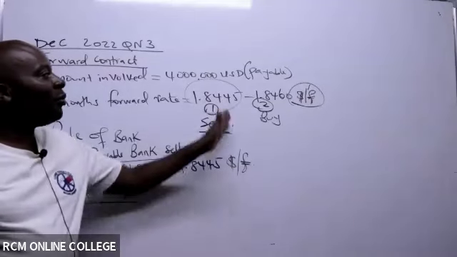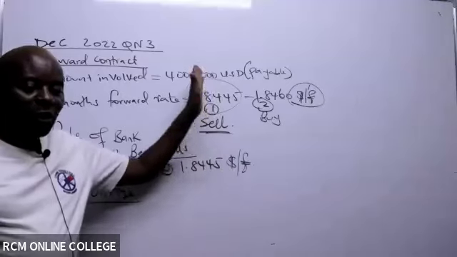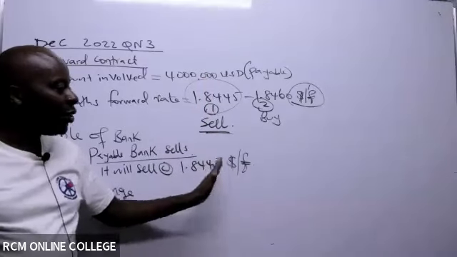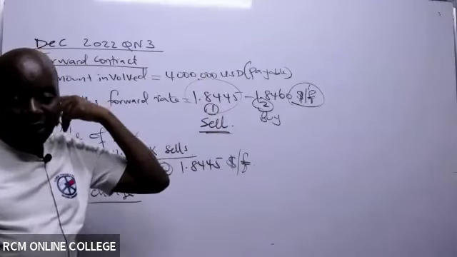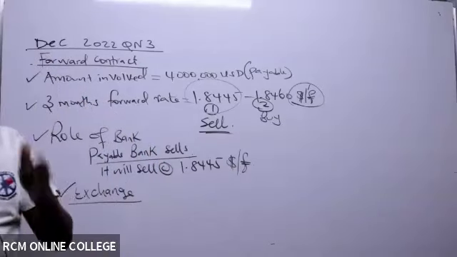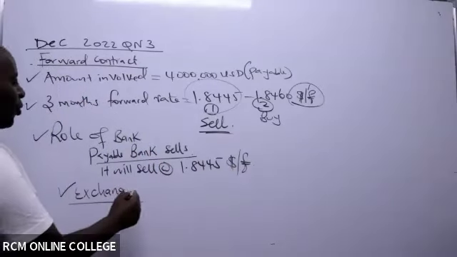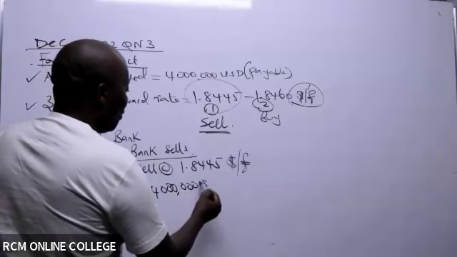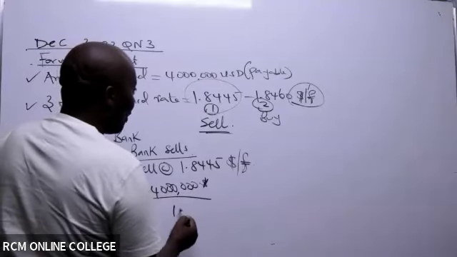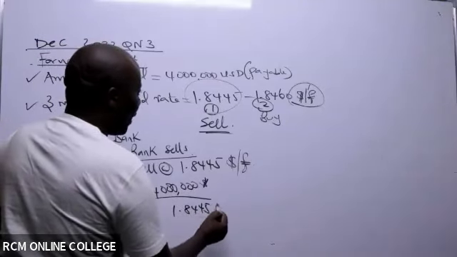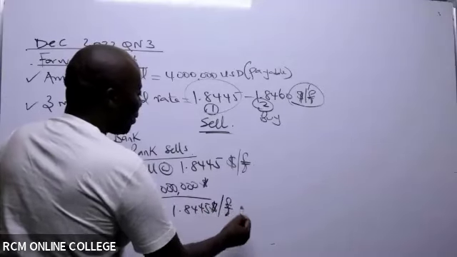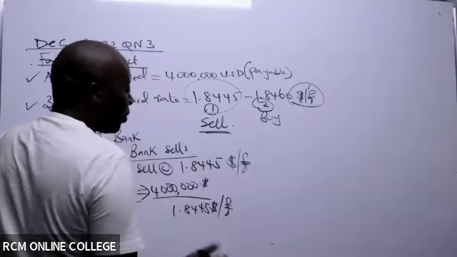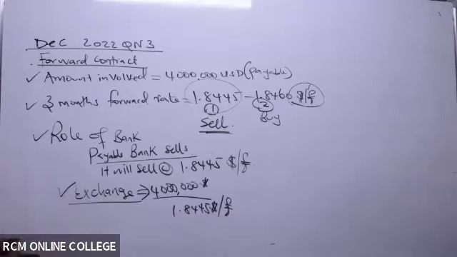You can't take dollars and multiply with dollars. So when I see dollar and dollar, I know the only way of exchanging, like these three students have told us, is to divide. Therefore, I will take $4 million and divide it by $1.8445 per pound. Then the dollar and the dollar cancel out, giving me an answer in form of what here?